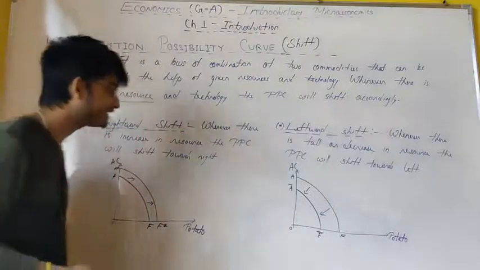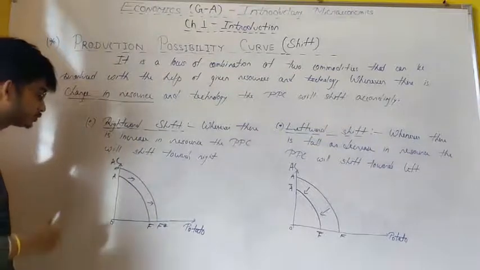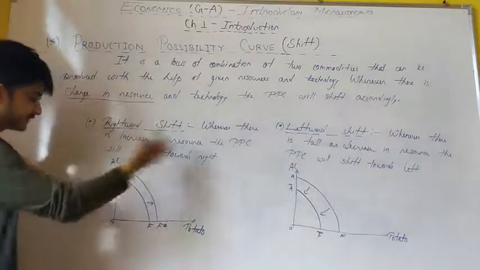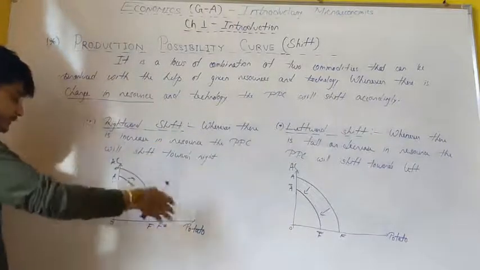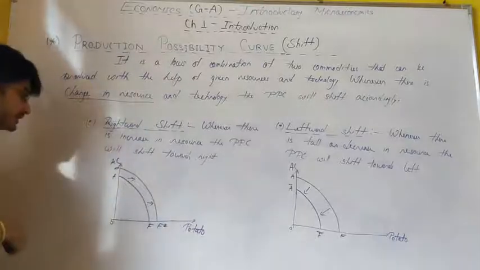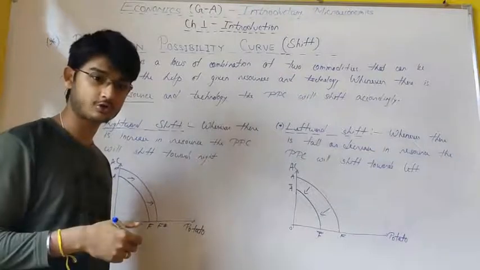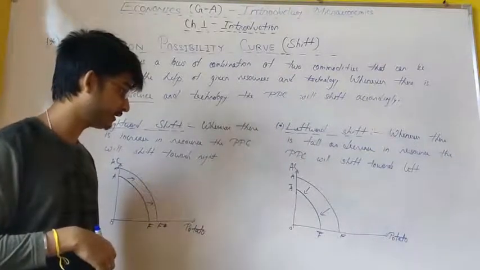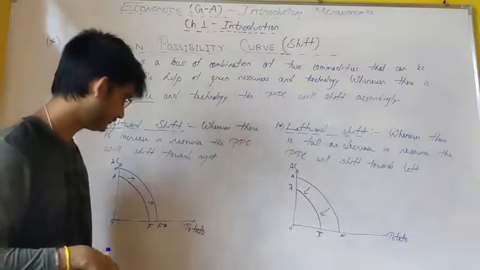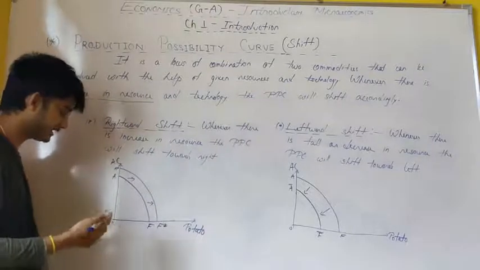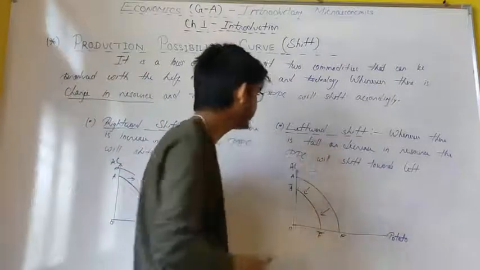So the main fact is that whenever we are focusing on the rightward shift, we need to show that the PPC is shifted rightwards. It has gone outward, much further away from the origin, because there is an increase in resources in the form of new discovery of resources, new invention of techniques of production, or an increase in skilled labor force, which has increased the production, and as a result the PPC has shifted rightwards.